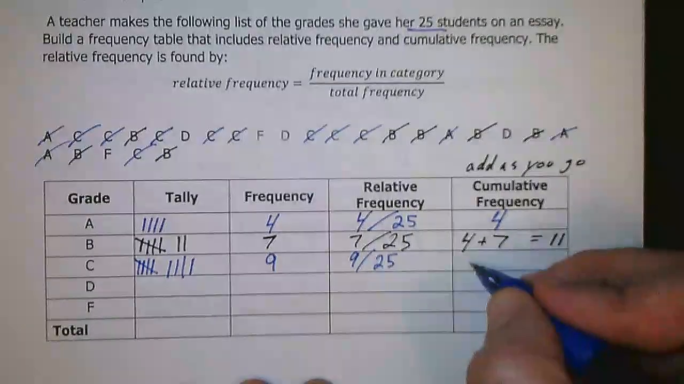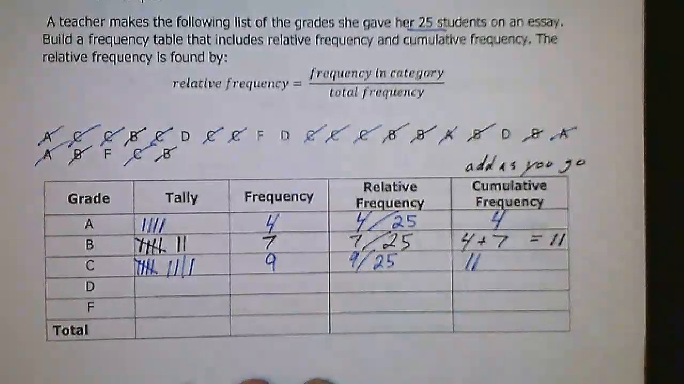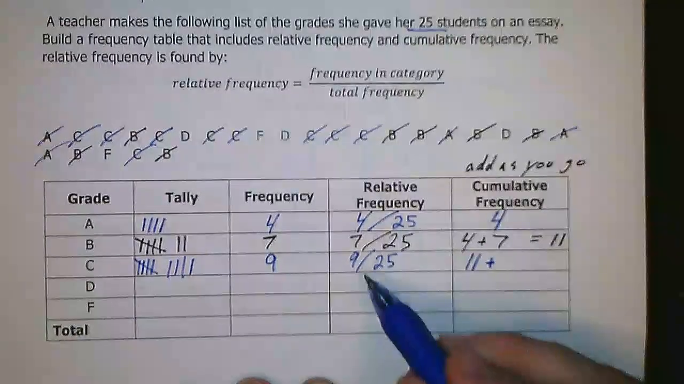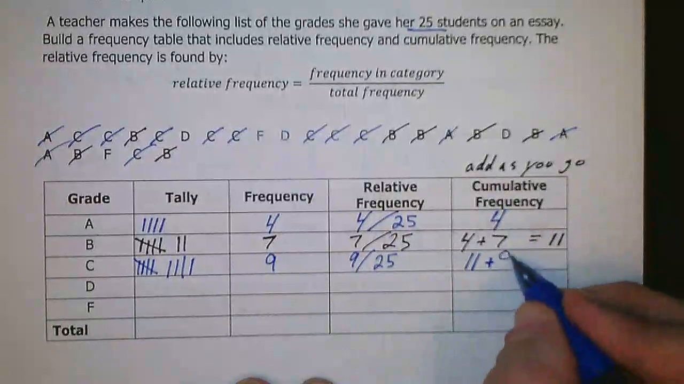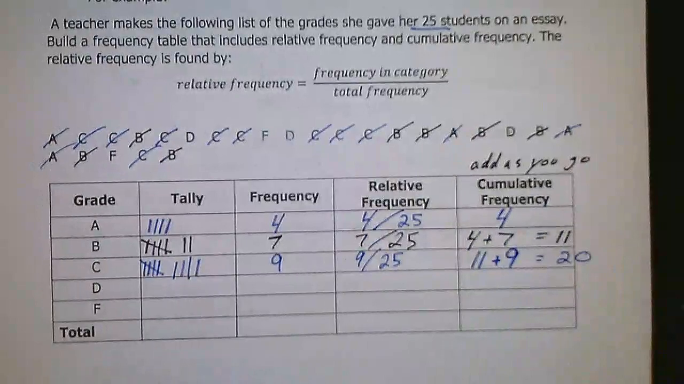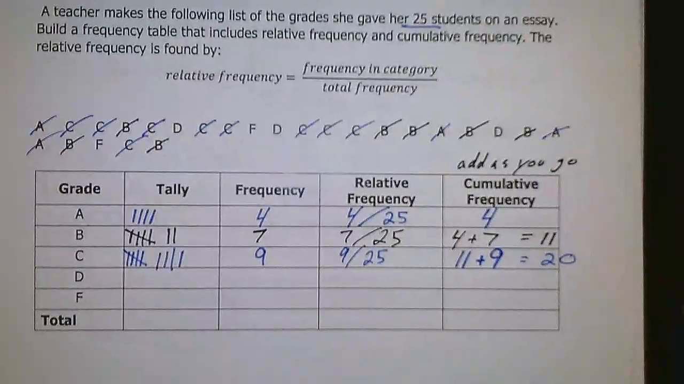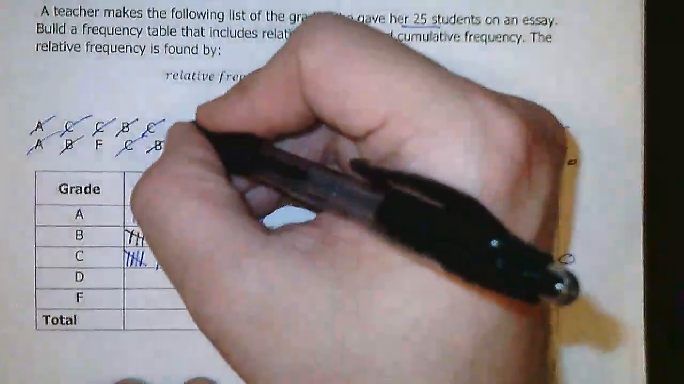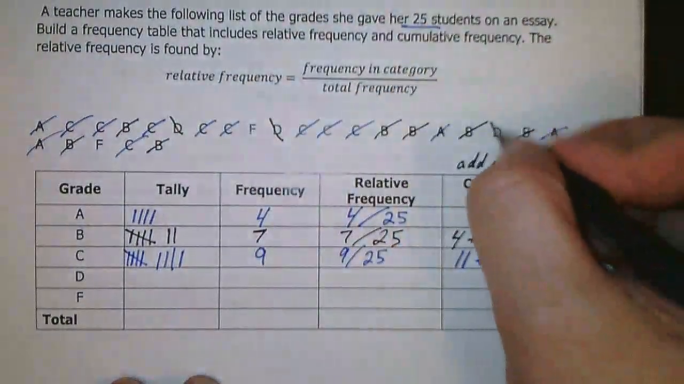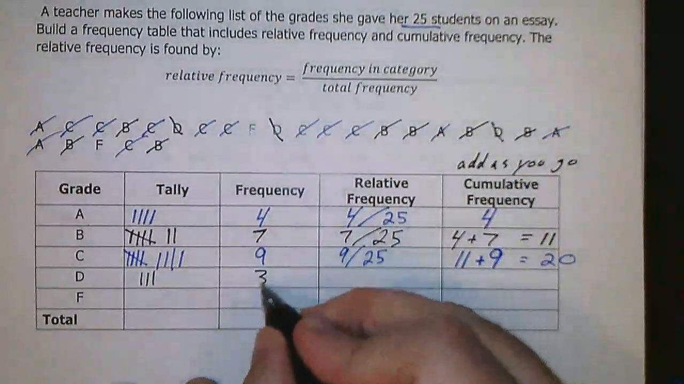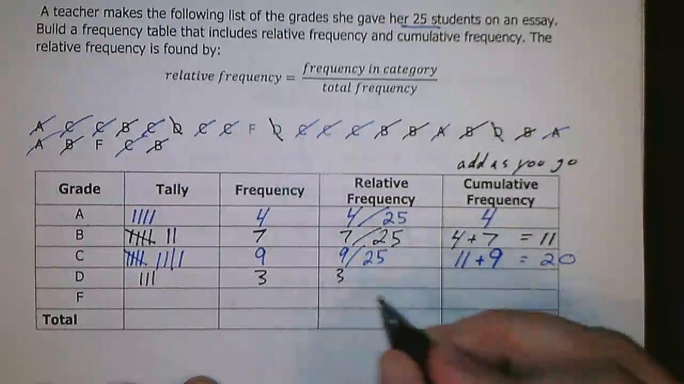And here's how the cumulative frequency column works. I take my 11 from the previous, add to it this 9 that we just found. So now our running total is up to 20. How many students made a D? Only a few. There's 1, 2, 3 D's. So 3 students made a D. That's 3 out of 25.